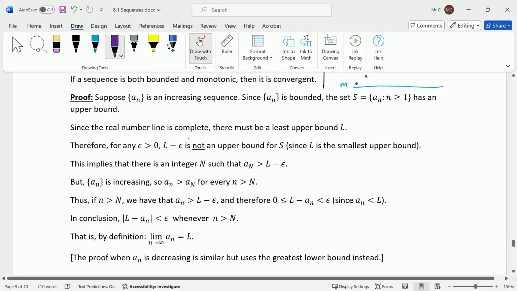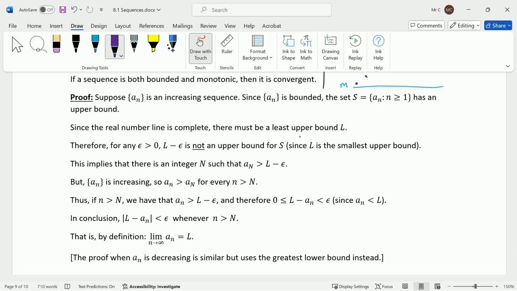Now, since the real number line is complete, meaning there's no gaps between numbers, there has to be some number that's the smallest upper bound, the least upper bound. And so since there is a least upper bound to this set, that means for any positive number epsilon, L minus epsilon is not an upper bound for S. Because again, L is the smallest upper bound, so if I take a number away from that L, I have a smaller number, it's not an upper bound anymore.